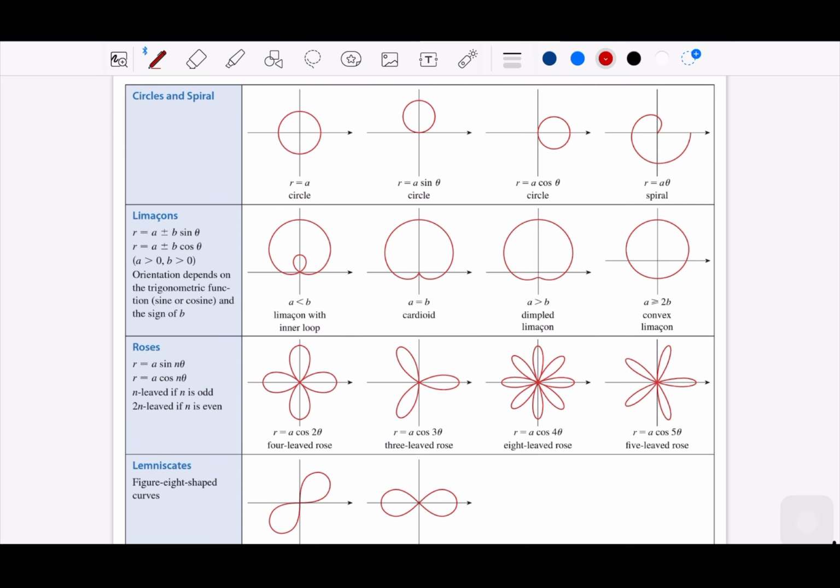And then we have what we had before: when A is equal to B, it is a cardioid. When A is less than B, it's going to have a loop, okay? Having a loop.